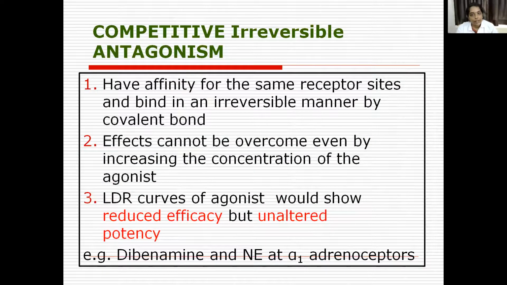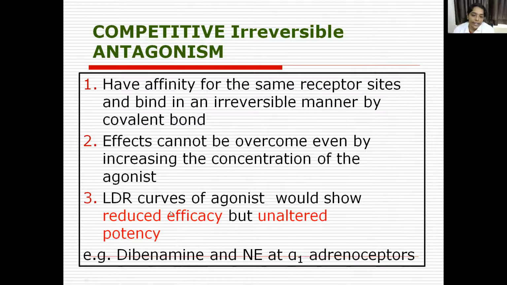Next is irreversible competitive antagonism. Here the difference is that the antagonist binds to the same receptor as the agonist, but it binds irreversibly, by covalent bonds. So the effect cannot be overcome even by increasing the concentration of the agonist. Or in other words, the maximal response here is not concentration dependent. Maximal response of the agonist is not concentration dependent. By increasing the concentration of the agonist, you can't overcome the effect of the antagonist.